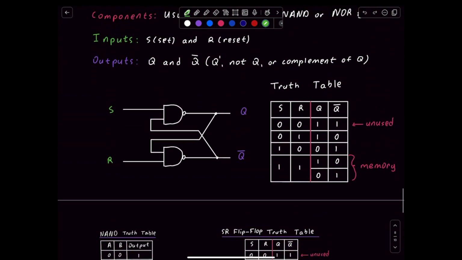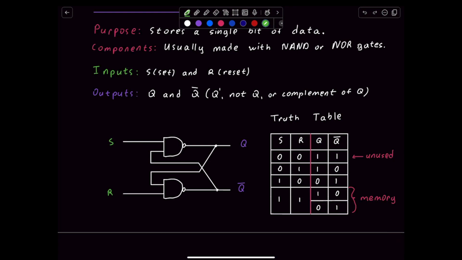All right, let's actually take a look at the truth table first. We see that when S and R are both 0, the output values are unused. We do not care about them. They are never used. We can also see that when S and R are both 1, that is the memory state. When S and R are both 1, there can be two different values for Q and Q bar. It can either be 1, 0 or 0, 1.